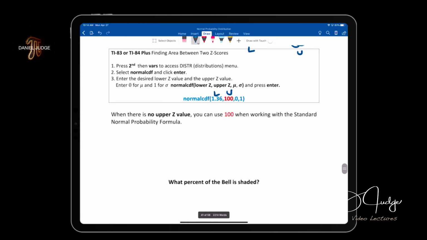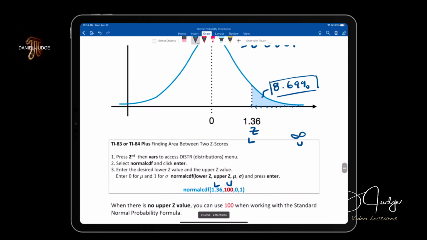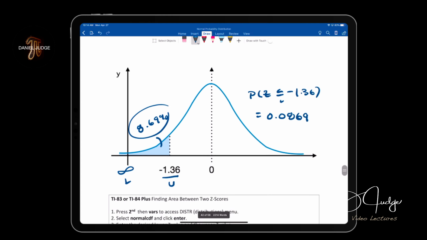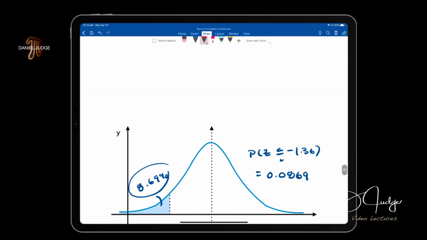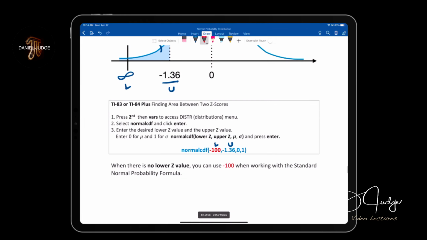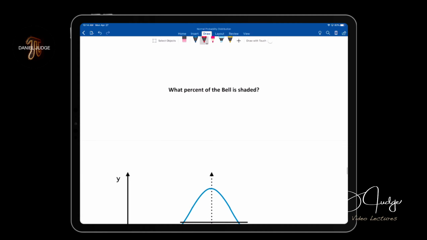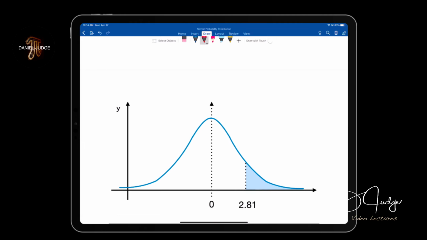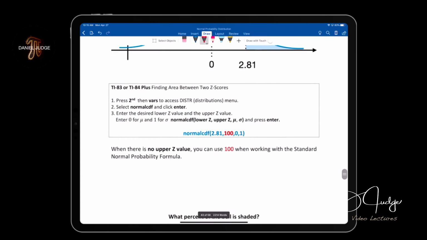Because if you notice something here, this is a right tail. We have a positive 1.36. Left tail, we have a negative. Oh, it's because, again, we're simply also using symmetry, just to remind you guys. And that's why you have the same answer for these. So I just want to show you how you can integrate this technique into your TI world if you invest in it. If not, just do what we did last time. What percent of the bell is shaded? And so I have another right tail for you guys to do.